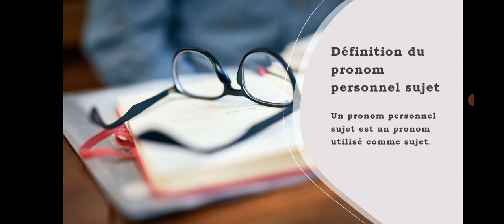Définition du pronom personnel sujet. Definition of subject pronoun. Un pronom personnel sujet est un pronom utilisé comme sujet. A subject pronoun is a pronoun used as subject. We have many types of pronouns. In this case, we are studying the subject pronoun. Those pronouns used as subjects are called subject pronouns.